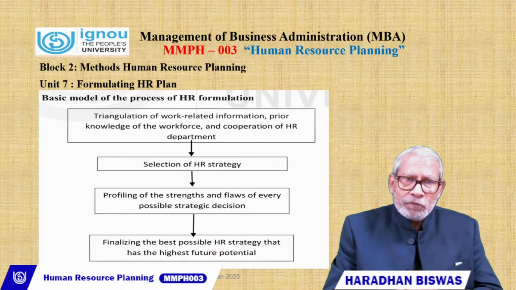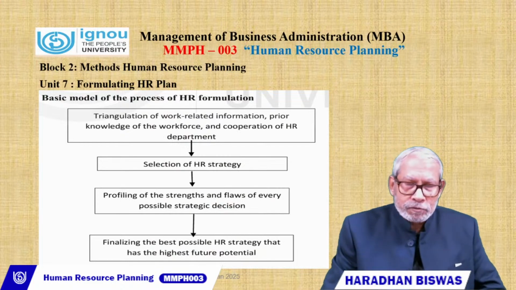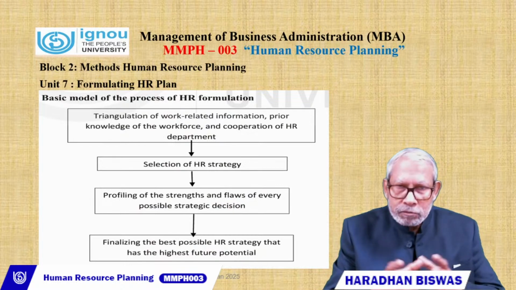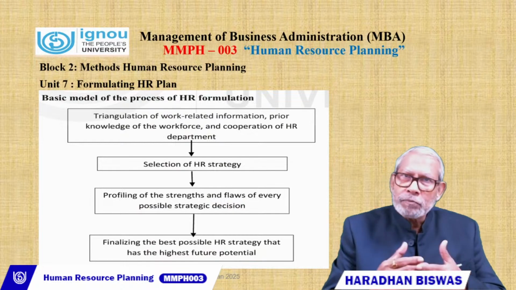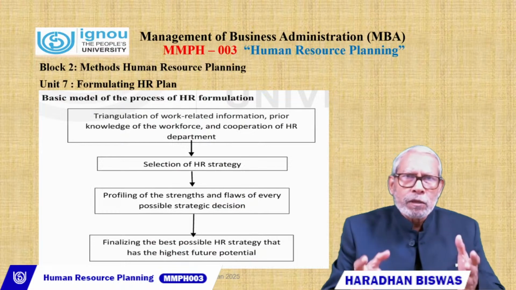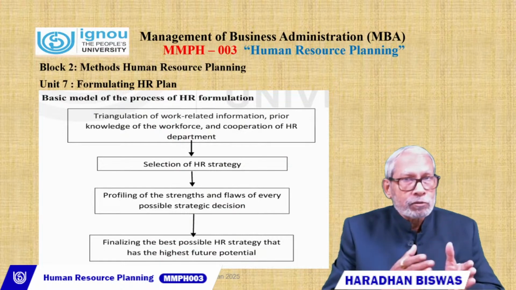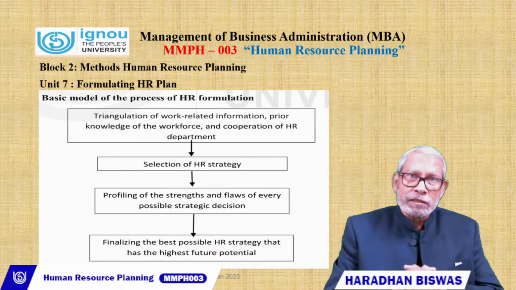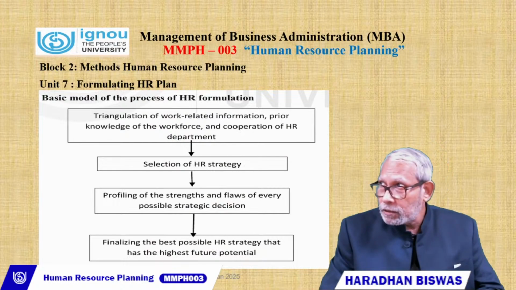After that, finalizing the best possible HR strategy. Suppose, for example, there are 4 alternatives after getting the HR strategies, number 1, number 2, number 3, number 4, based on your information and qualification, which you have categorized. Now we have to say which one is the best, considering strengths, flaws, or merits, demerits. Then you have to finalize. So that is the process of your third step. You have to decide, then you finalize.